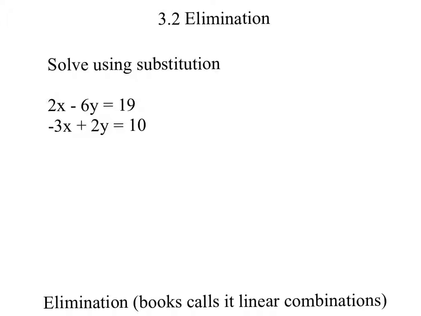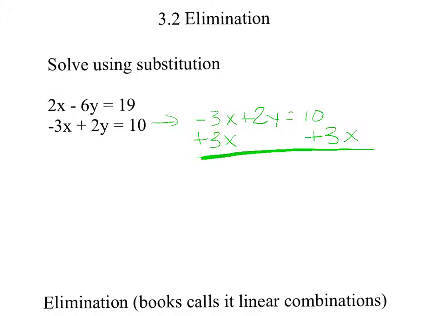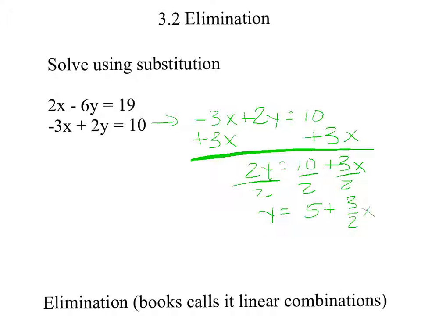I think what we should do is we should go ahead and solve for the y on the bottom. So we take negative 3x plus 2y equals 10. We move the 3x over. I'm going to solve for the y on the bottom again. So now I have 2y equals 10 plus 3x. Divide everything by 2. So then y equals 5, and then yes, we're going to have a fraction, 3/2 x.